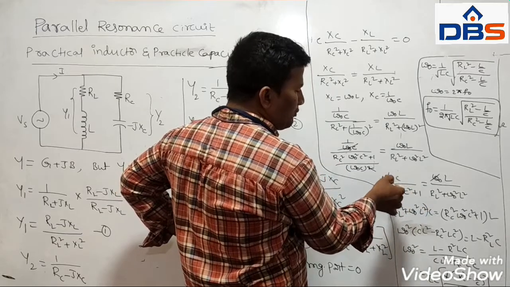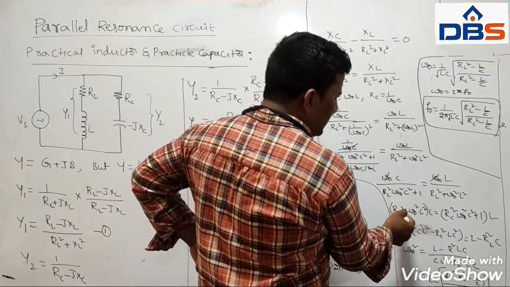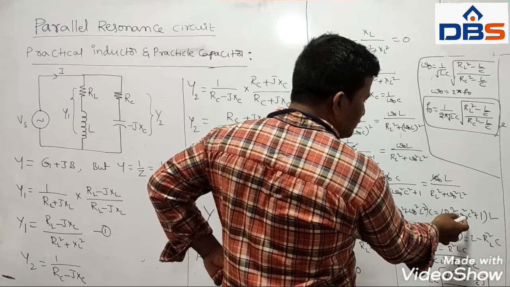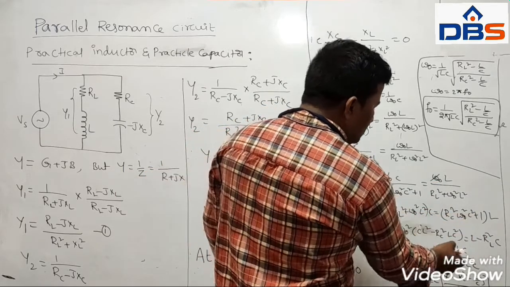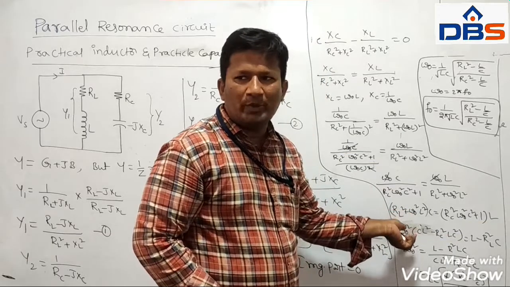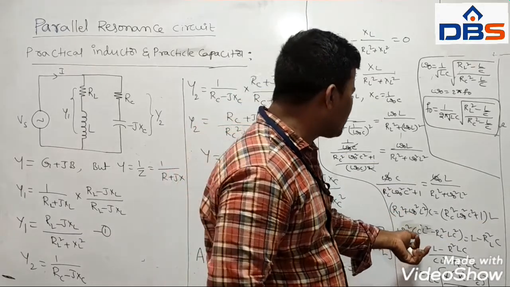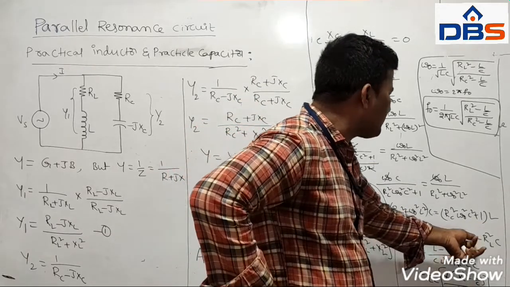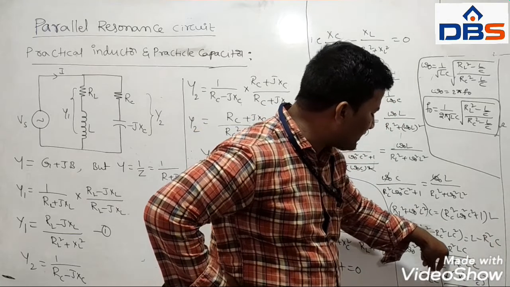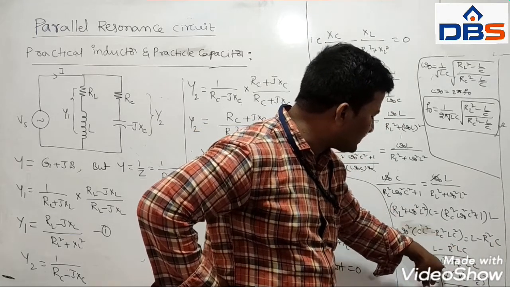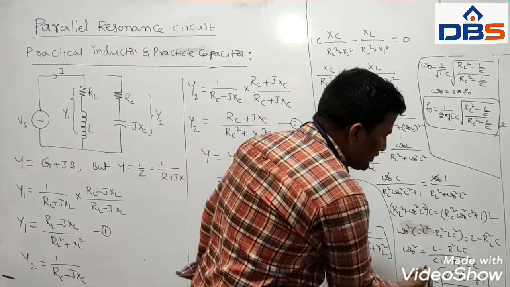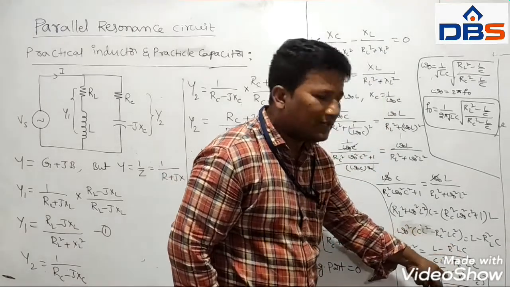Before that, cancel omega naught. So RL square omega naught square L square into C, RC square omega naught square C square plus 1 whole into L. Then from that, take omega naught square as a common factor: omega naught square equals CL square minus RC square LC square equals L minus RL square C. Therefore omega naught square equals L minus RL square LC by CL square minus RC square LC. From this equation, you have to take LC as a common factor.